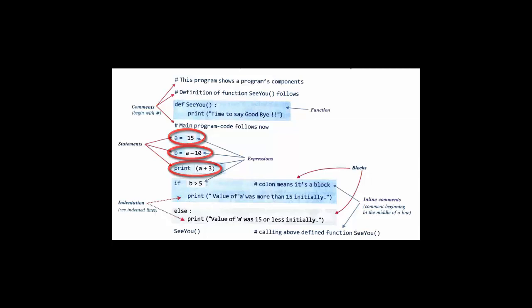That is the difference. For example, here a equals 15 is a statement, but 15 is an expression because it's a value which is directly given. Similarly, here a minus 15 is an expression, but b equals a minus 10 is a statement. That is the basic difference between these two, and I'll teach you all this with an example too.